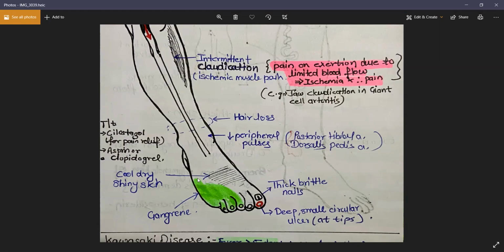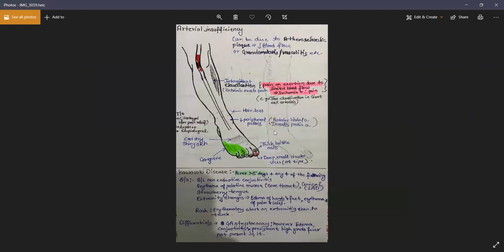You can get a very cold skin because the blood supply is not there, so you get cold clammy skin. You will get hair loss over the area because the follicles won't be getting enough oxygen, so they will die. Peripheral pulse is very important. They will become very weak because arteries are blocked. So whenever you think about any arterial or peripheral blockage, you will always think about these symptoms. This can happen after atherosclerosis or after vasculitis.